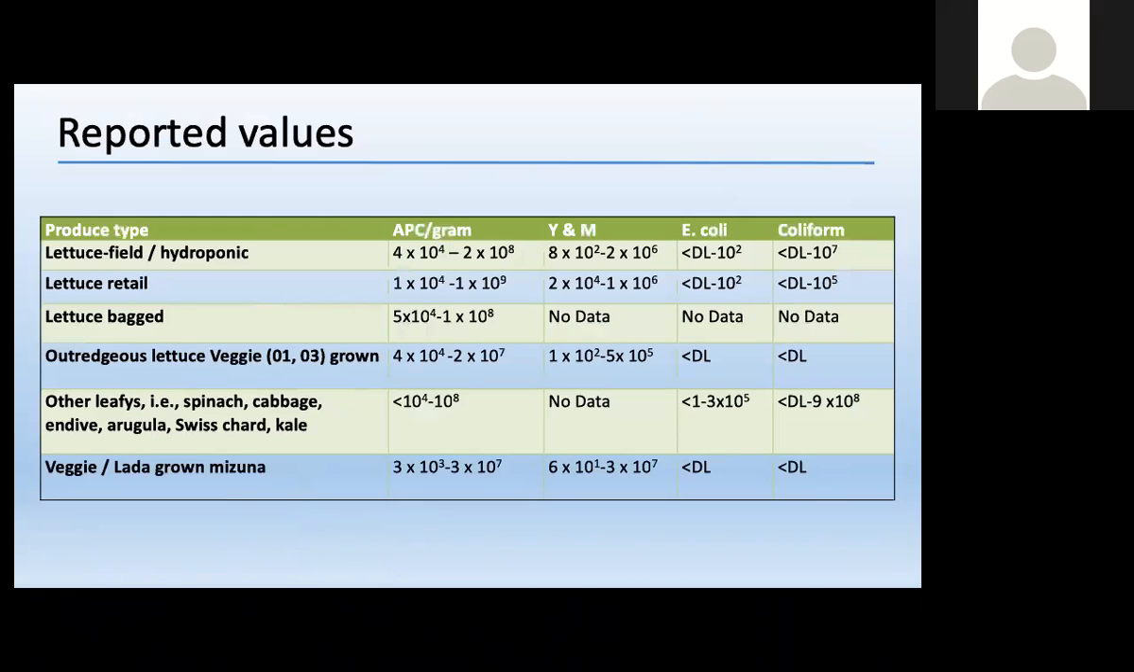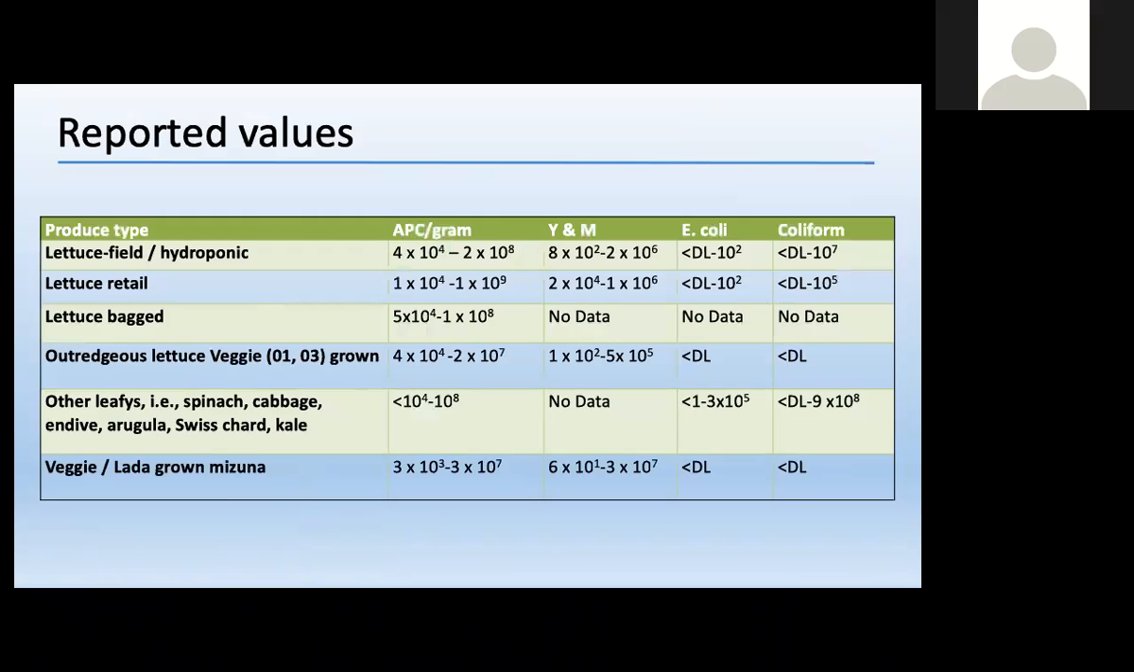So you see the same trend with yeast and mold. There's not a lot of difference between what's sampled from the field and what you find in the store. It's not out of character to find some E. coli occasionally, and these coliform counts are pretty high on the high end, 10 to the 7th to 10 to the 5th. And then again, comparing that to what we get from Veggie, we have yet to date detected any E. coli or even coliforms.